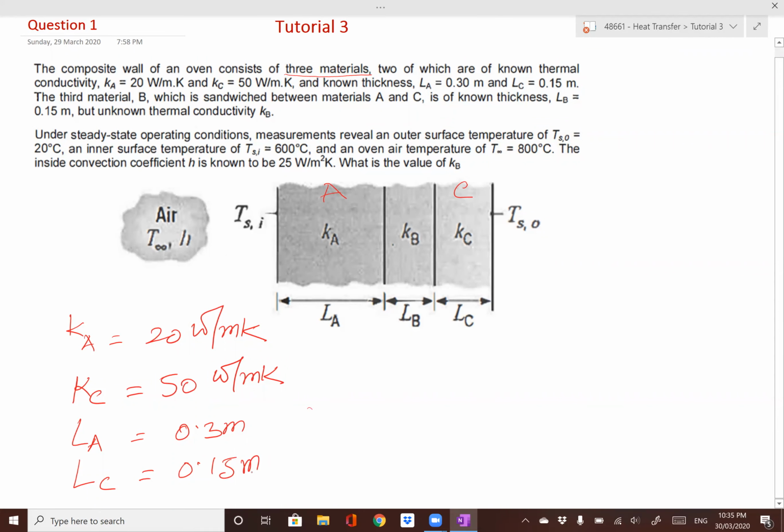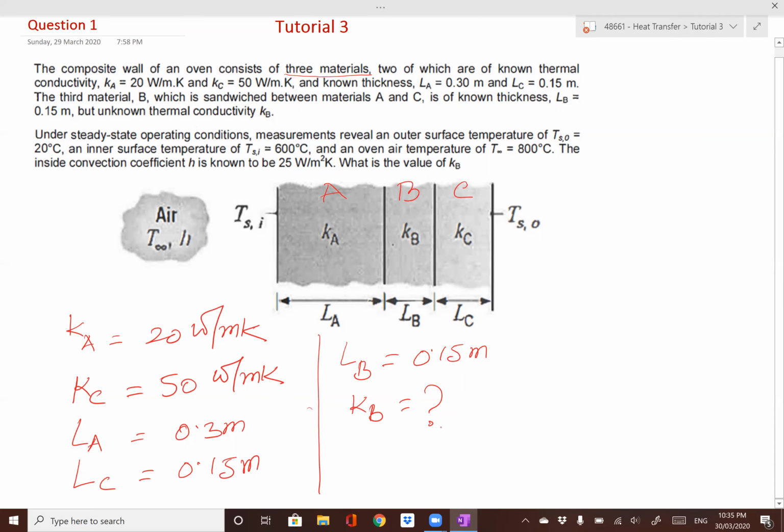Now the third material, B, is sandwiched between material A and C and has a known thickness. So the thickness for material B is also given, 0.15 meter, but the thermal conductivity is unknown, so Kb is unknown.